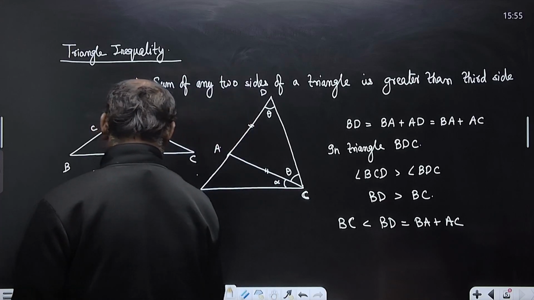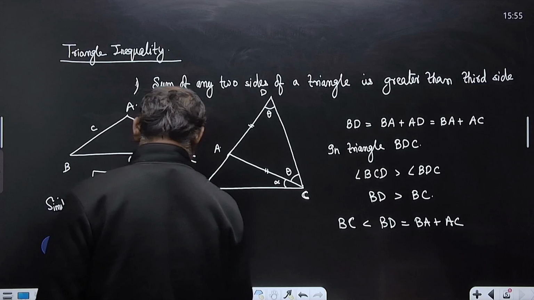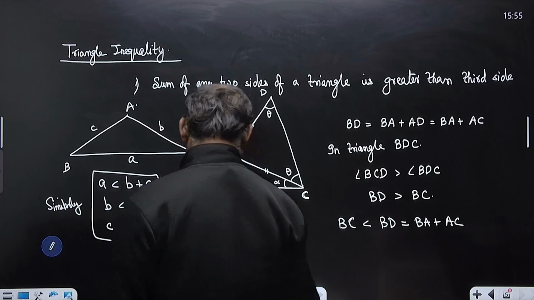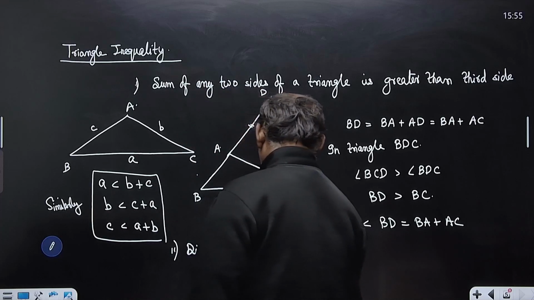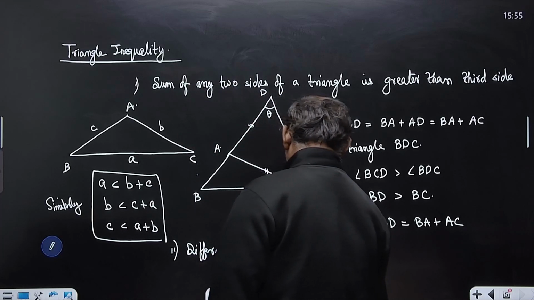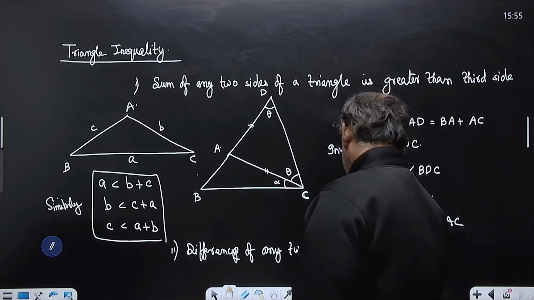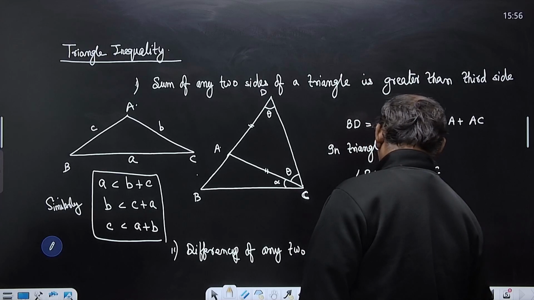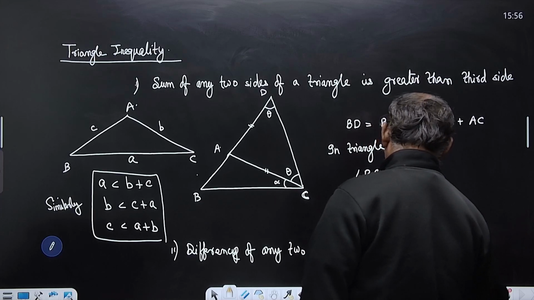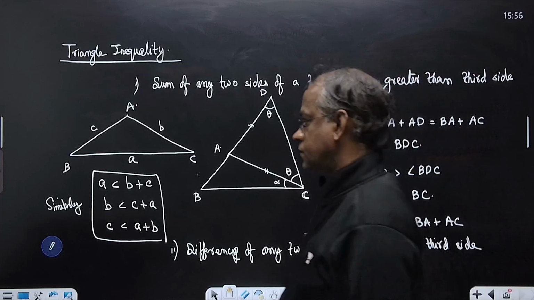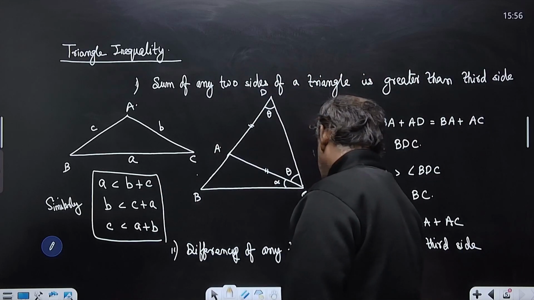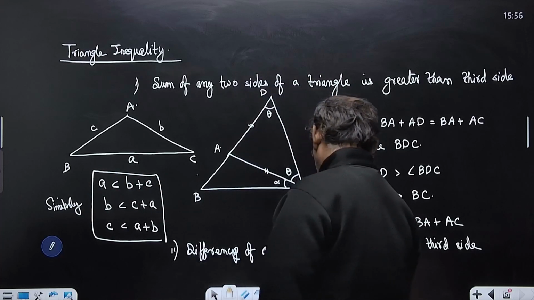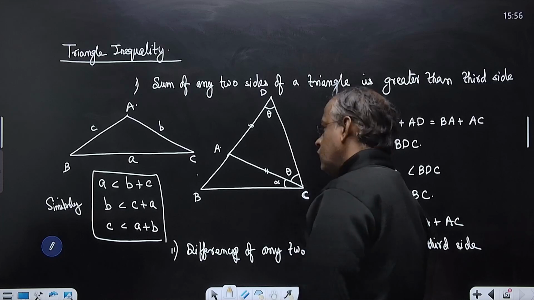second, we can say the difference of any two sides is less than the third side. Are you able to see? See, b is greater than c minus a. Sorry, a minus c you can write from the given, or c minus a you also can write.